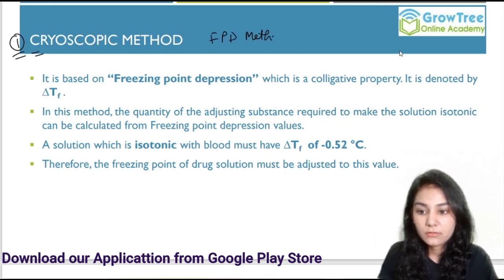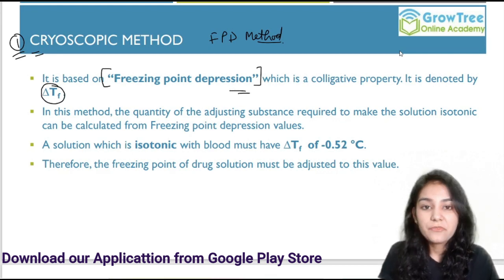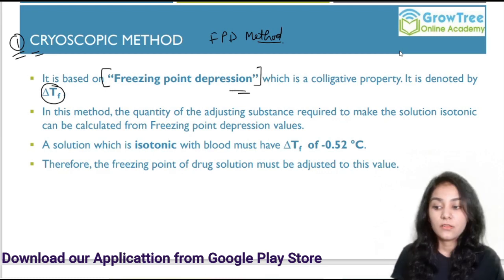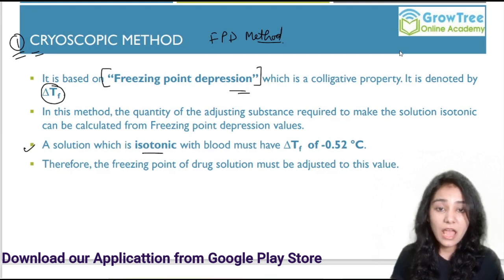So first of all, we are going to discuss the cryoscopic method, which is also called the freezing point depression method, and it is based on the colligative property called freezing point depression, denoted by delta TF, where F is written in the subscript. The basic concept says a solution which is isotonic with blood must have a delta TF of minus 0.52 degrees centigrade.